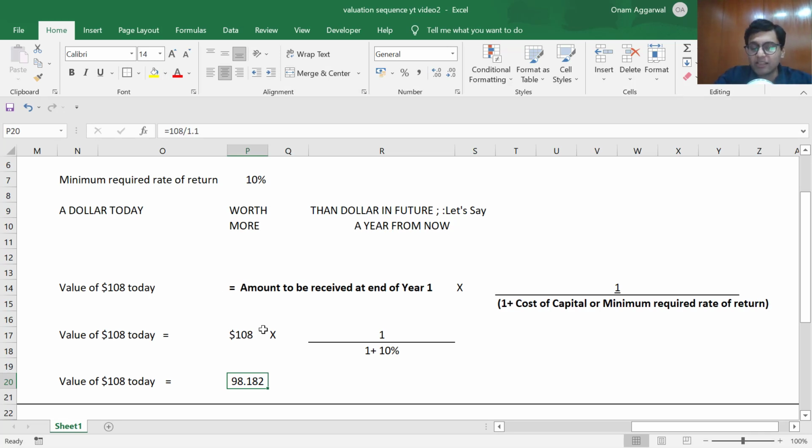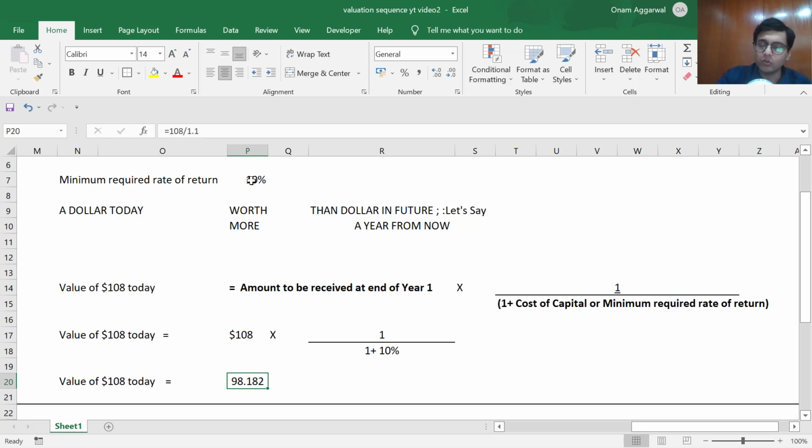This is the essence of present value. You take the expected future cash flows and you discount them using the cost of capital or the minimum required rate of return of investment. So to compute present value, we discount the future cash flows, that is $108, by the rate of return, that was 10%, which the investor requires by investing in that company.